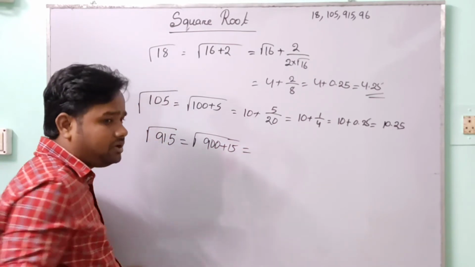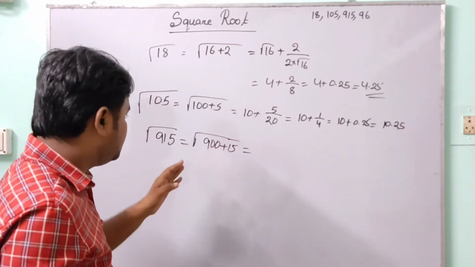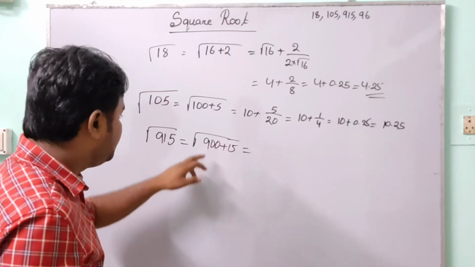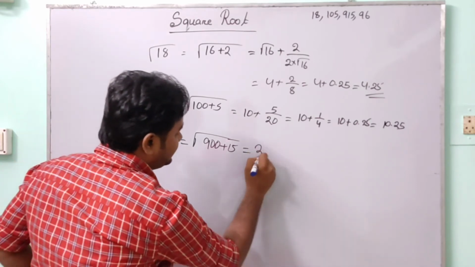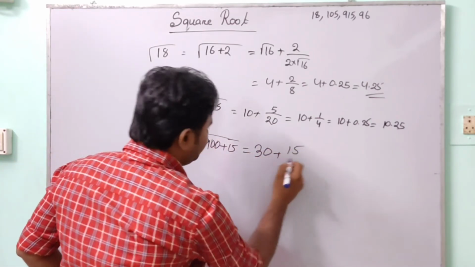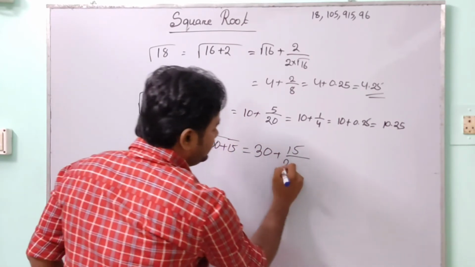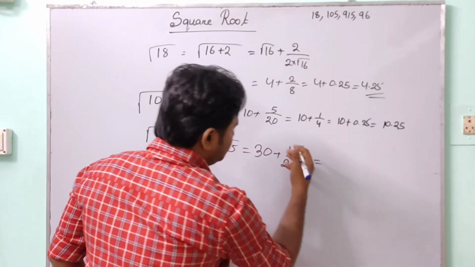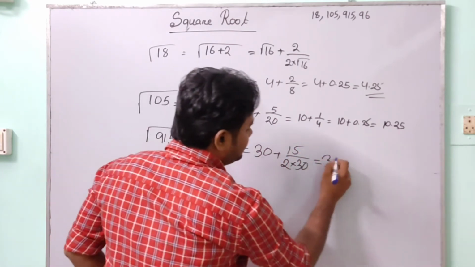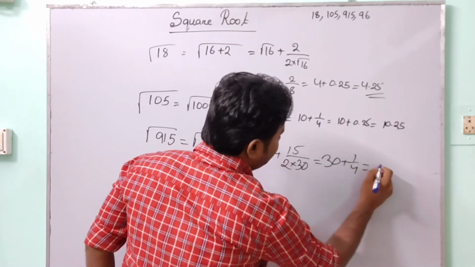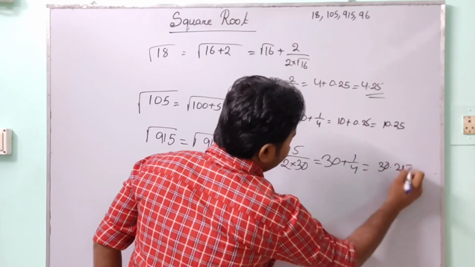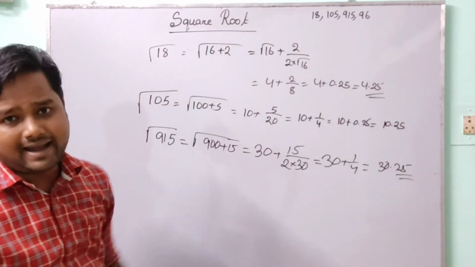Now I will take its root. The root of 900 is 30, plus 15 divided by twice the root of 900, which is 2 into 30. Similarly, 1 by 4 is also coming here. So 30 plus 1 by 4 is equal to 30.25.